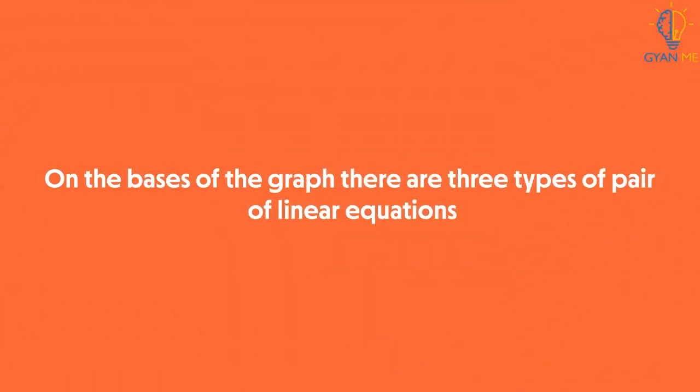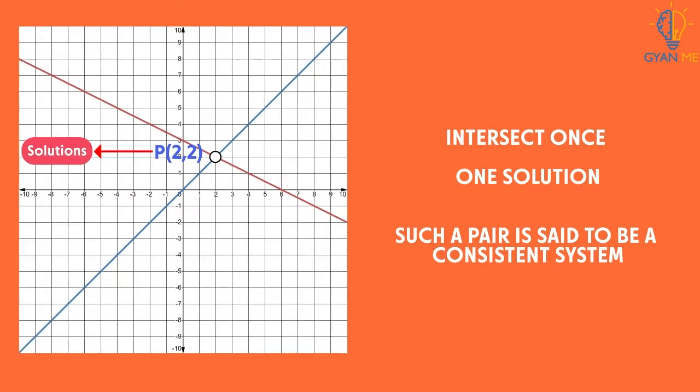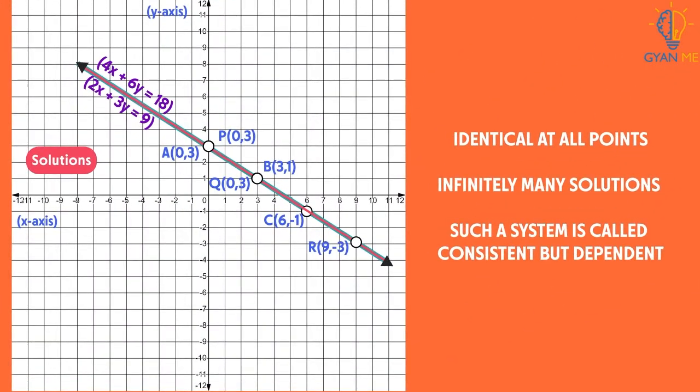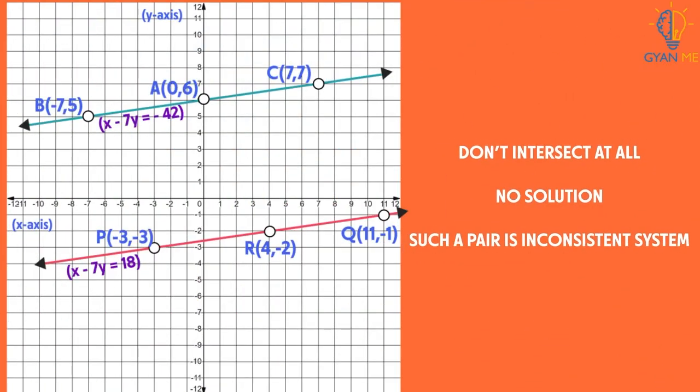Also, based on how the graph is, there are three types of pair of equations. When the graphs of the equations intersect once, a pair of linear equations has one solution. Such a pair is called a consistent system. When the graphs of lines are identical at all points, a system of linear equations has infinitely many solutions. Such a system is called consistent but dependent type of pair. When the graphs of the equations don't intersect at all, a pair of linear equations has no solution. Such a pair is said to be an inconsistent system.